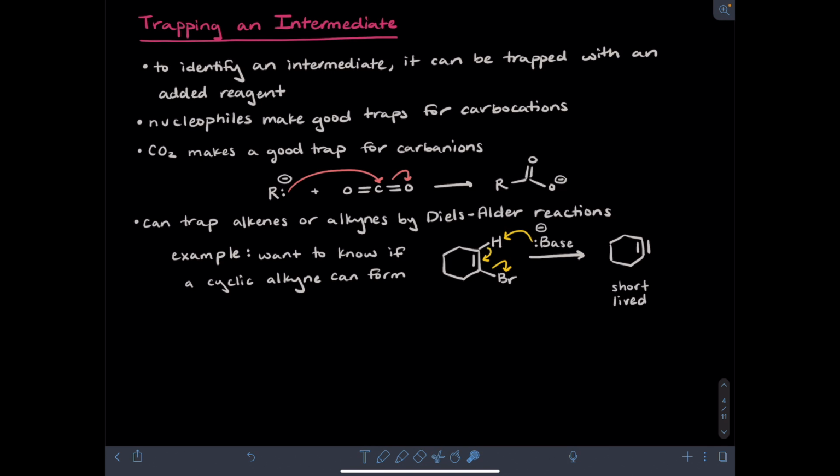We would expect that this would have a short lifetime because it is strained. The ideal bond angles for the alkyne are 180 degrees, and it cannot achieve those bond angles in such a small ring.